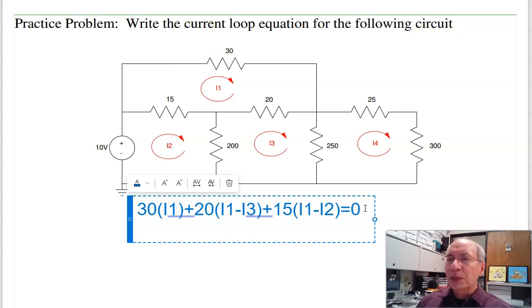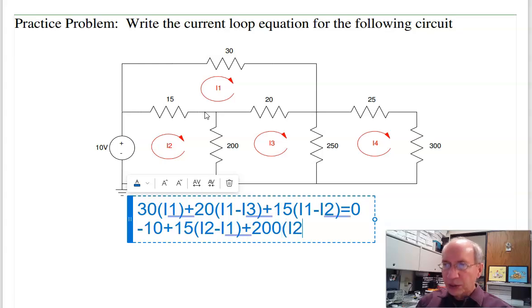Second equation, around I2. If I start in the lower left corner, that's minus 10, plus 15 times the current going right, 15 times I2 minus I1, plus 200 times the current going down, I2 minus I3, and I'm back where I started, equals 0.